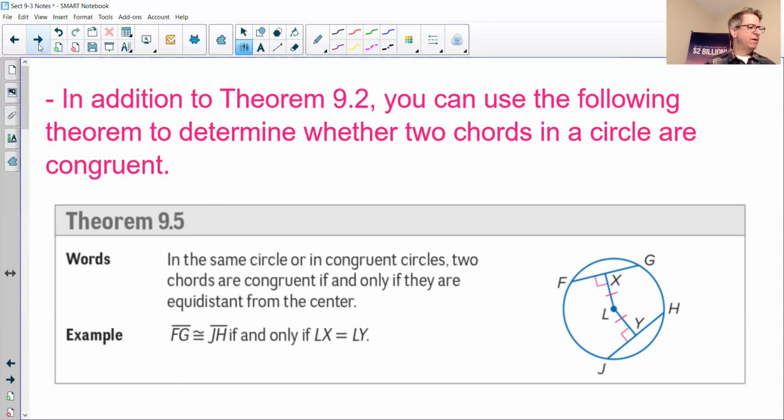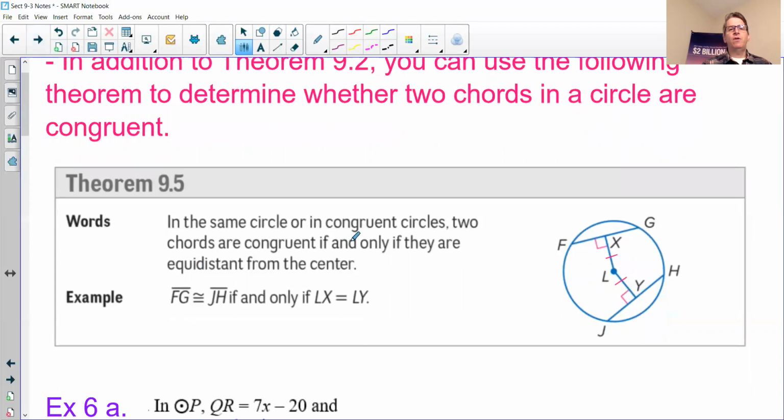So the note here is, in addition to theorem 9.2, you can use the following theorem to determine whether two chords in a circle are congruent. In the same circle or in congruent circles, two chords are congruent if and only if they are equidistant from the center.